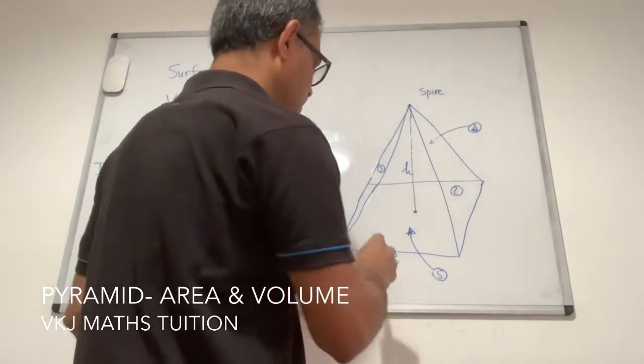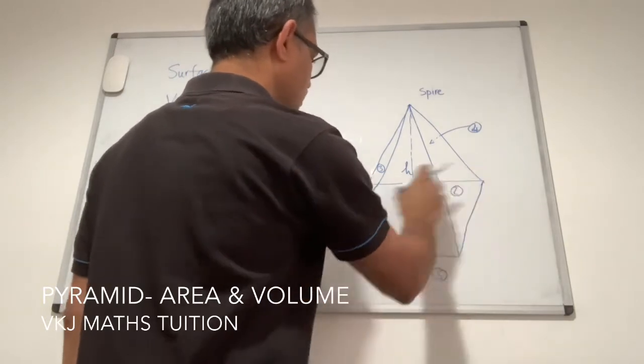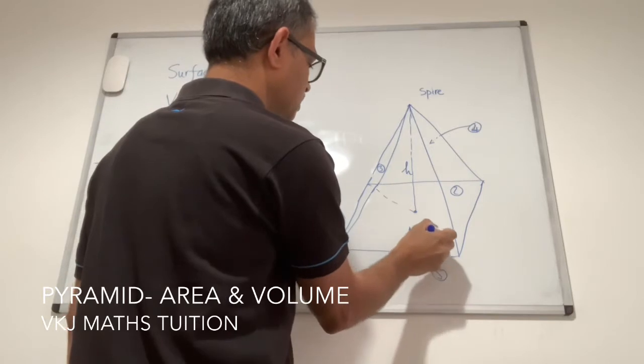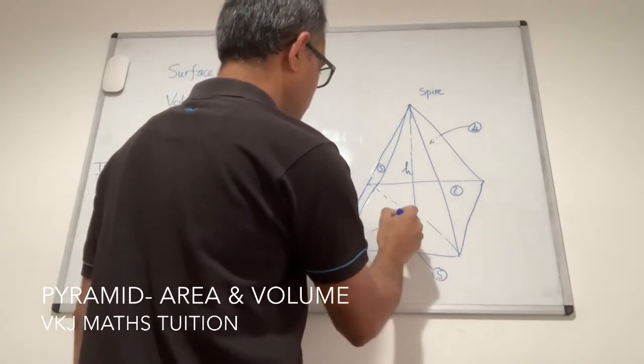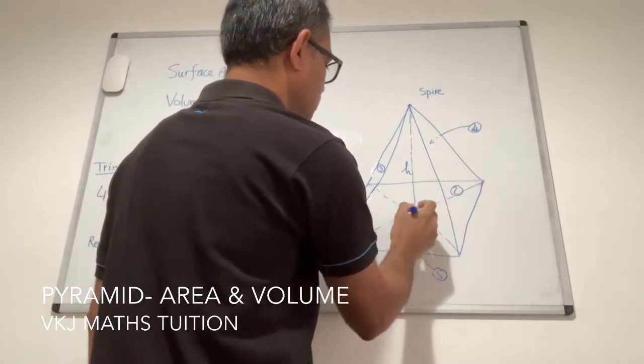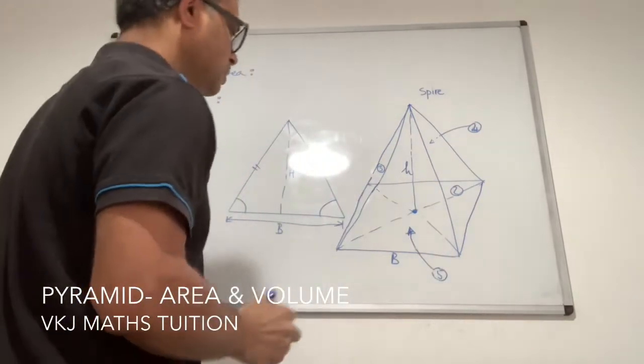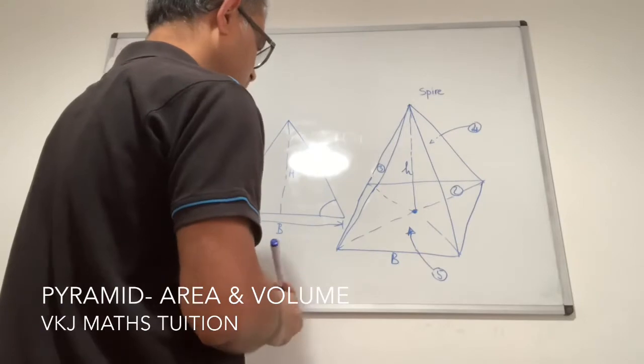off in the middle of the base. In that case, maybe you can consider that base. It's not very well drawn. So it is falling up here in the center, and you have to find out the height on this triangle.